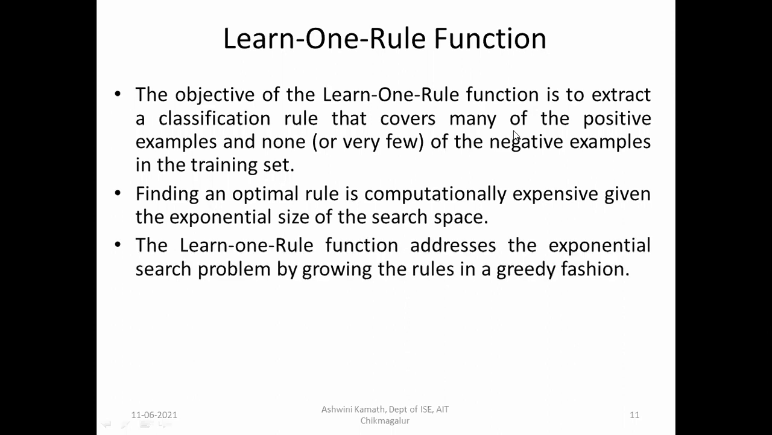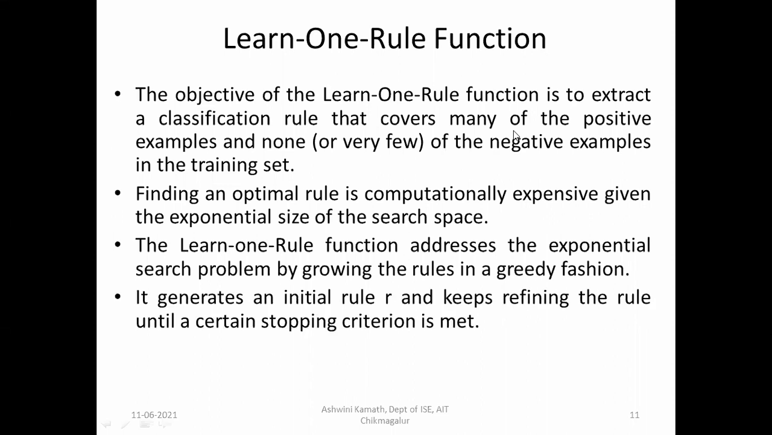The learn-one-rule function addresses the exponential search problem by growing the rule in a greedy fashion. When we have a large search space, the number of possible rules will be more, so it will grow in a greedy fashion. It generates an initial rule R and keeps refining the rule until a certain stopping criterion is met. So initially it will create one rule, R, and keep on changing that rule until the stopping criterion is met.